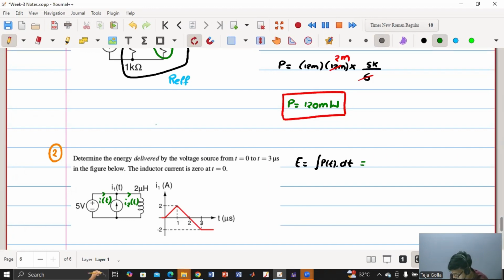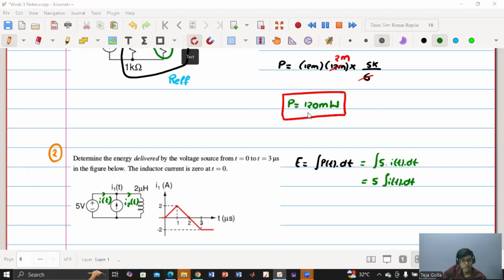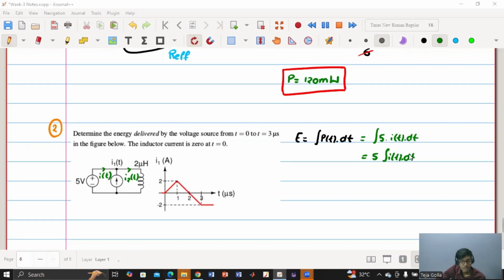And what is this P? P is V of t times I of t. This is how we'll get it, right? Voltage is constant and we have to find I of t. Agree?